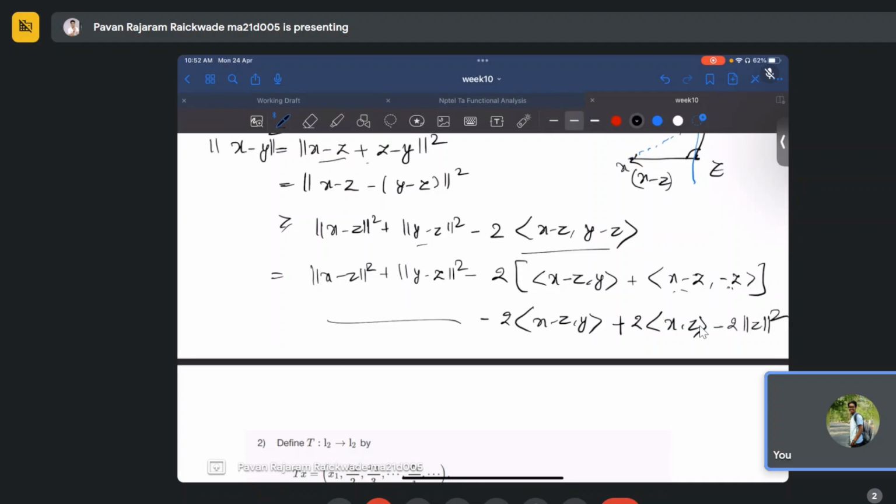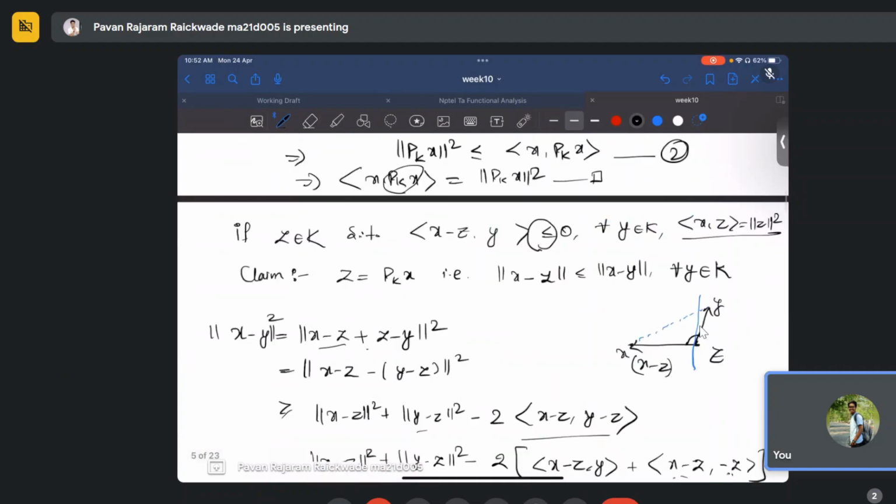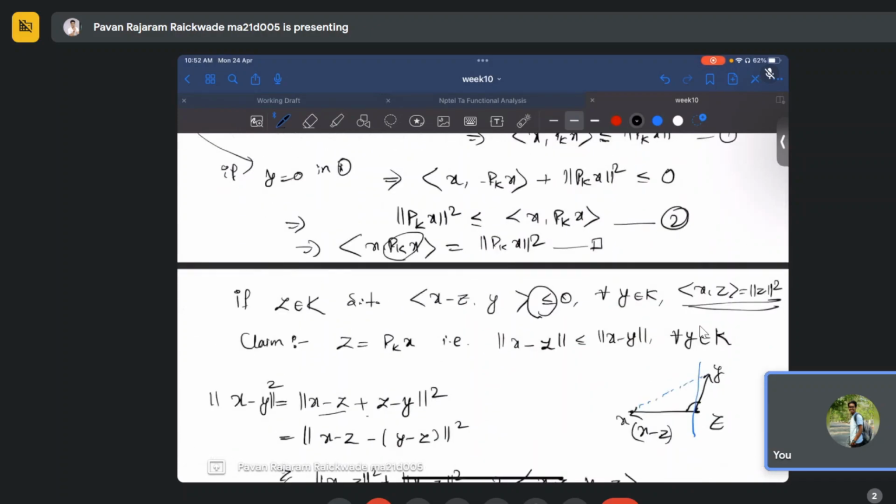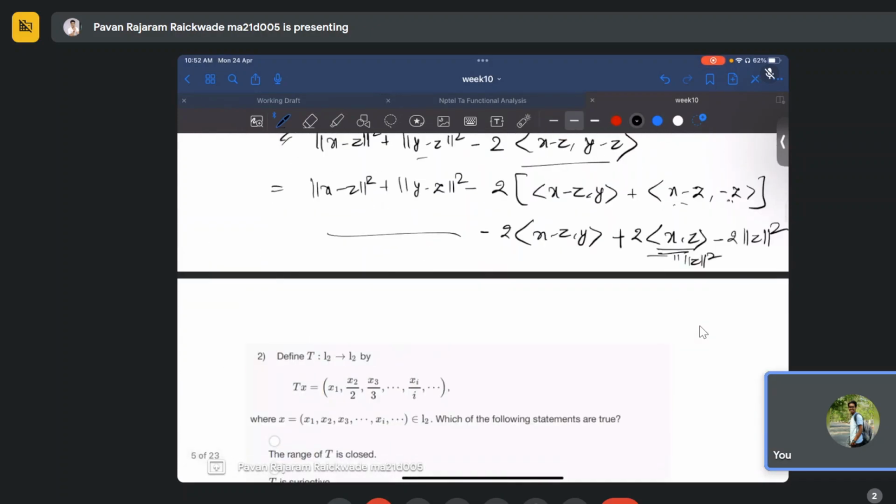But now this guy is again norm z squared, yeah? From the assumption we know from the question, the inner product of x with z is norm z squared. That's Q1. So this whole term becomes 0.